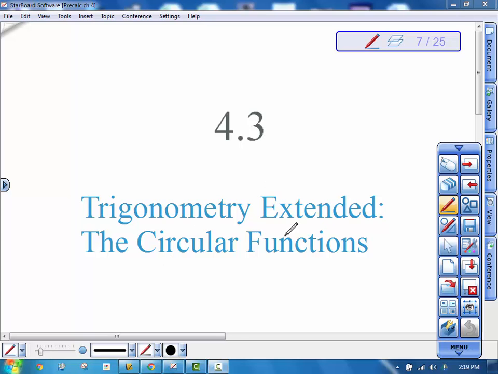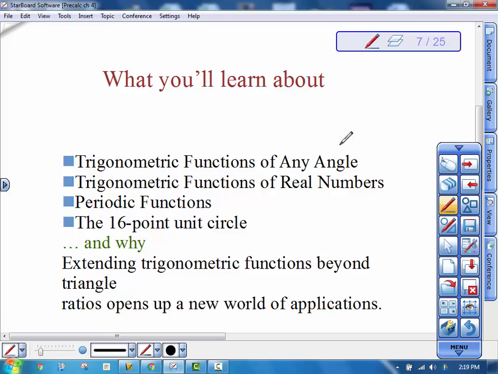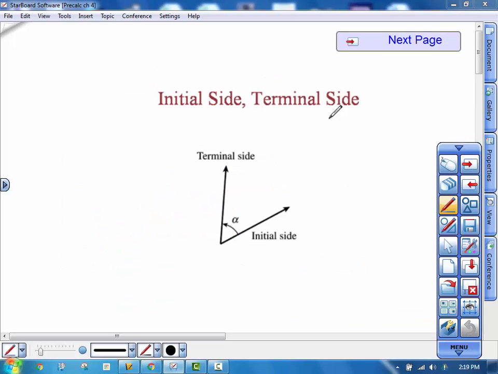Okay, 4.3, we're going to continue on with some more trig. So you're going to learn about trig functions of any angle, trig functions of some real numbers, both giving exact values and decimal approximations. And the unit circle is technically in this section. I know we've already done it, but technically the unit circle you can find in the book in this section. A couple vocab terms first.